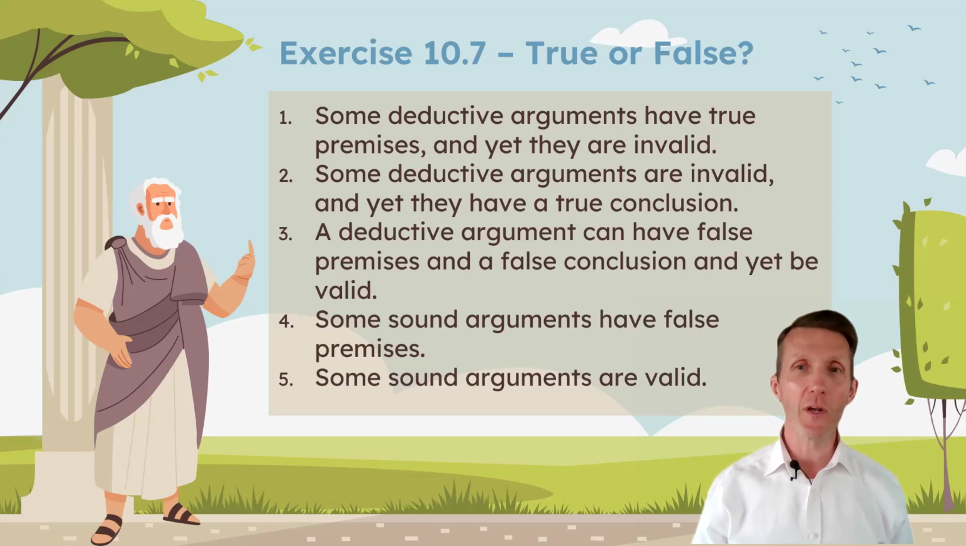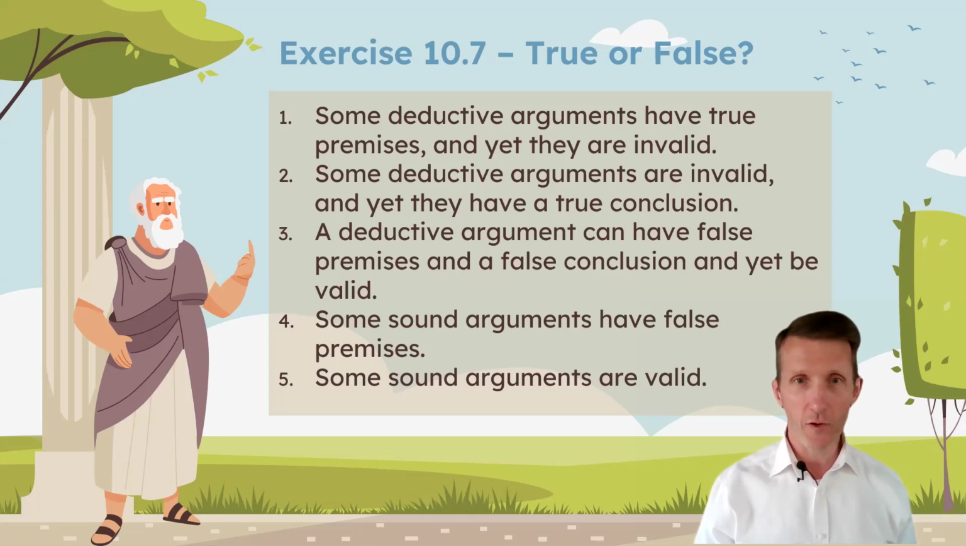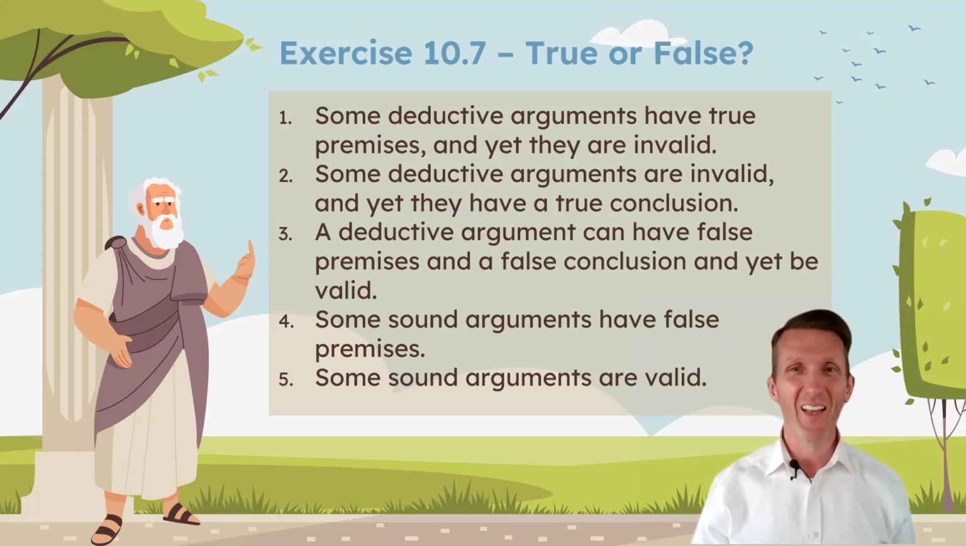Number three, a deductive argument can have false premises and a false conclusion and yet be valid. Remember, a deductive argument just means it's intended to prove the conclusion is true. It can have false premises and a false conclusion, yet be valid. What do you think? Yeah, you could have a completely valid argument that is completely imaginary. You could make a valid deductive argument about fictitious characters in a world that doesn't exist using laws of physics that are false, and it could still be a valid argument.